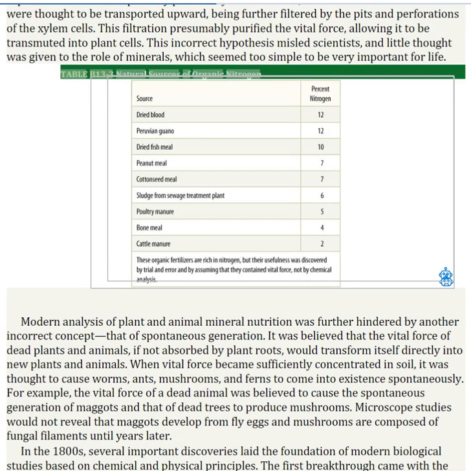Table B13, 3 natural sources of organic nitrogen.